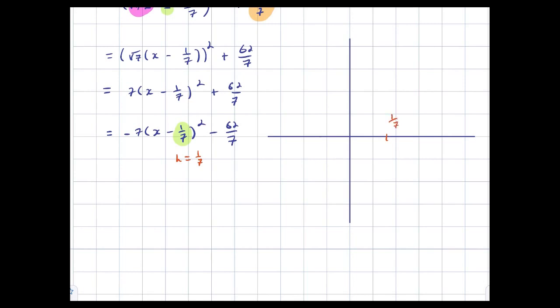And then this is nowhere near close to scale, but way down at the bottom here, we're going to get negative 62 over 7. And these are the coordinates of the vertex. So, and this is downward facing because the a value is negative, it's negative 7, and that's it. That is it. So hopefully you were following along and had an easy time with all of these.